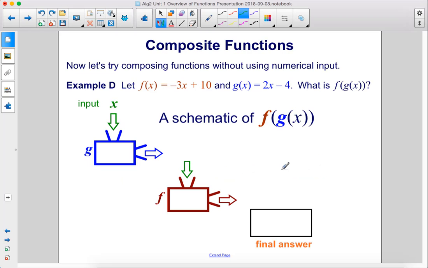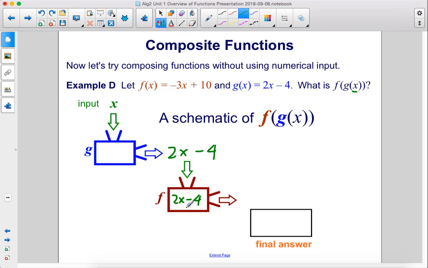Now let's try composing functions without using numerical input. Example D. Let f of x equal negative 3x plus 10 and g of x equal 2x minus 4. What is f of g of x? Here we don't have a number, we just still have x. So we plug x into g and we get g of x, which is 2x minus 4. Now this is the new input for the outer function f.